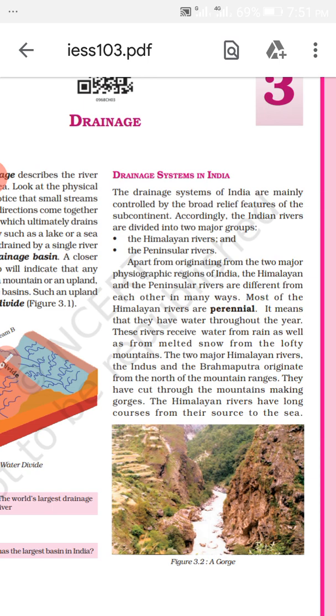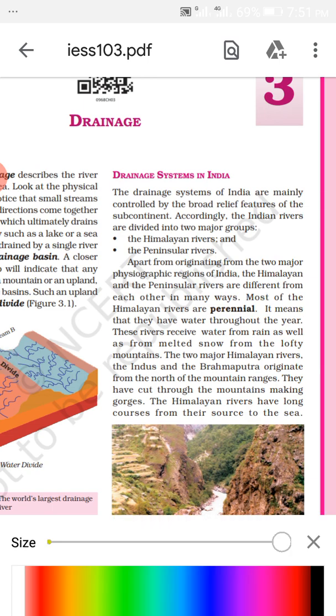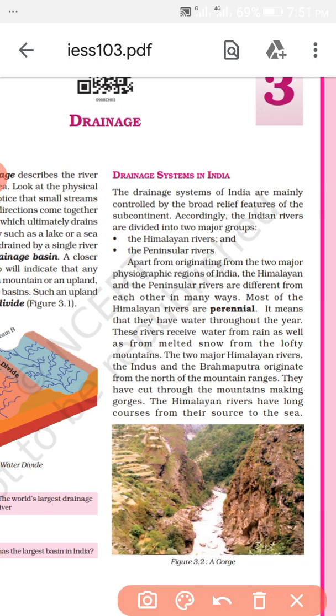The drainage system of India has two types: the Himalayan rivers and the Peninsular rivers. The Himalayan rivers originate from the Himalayas, and the Peninsular rivers originate from the peninsular areas. Which type are the Himalayan rivers? The Himalayan rivers are perennial rivers.